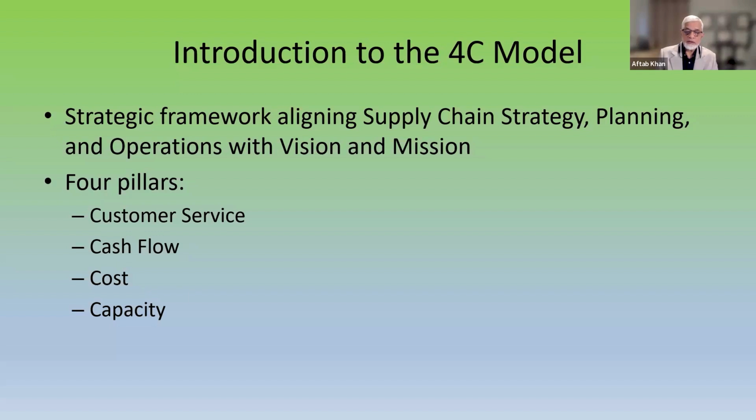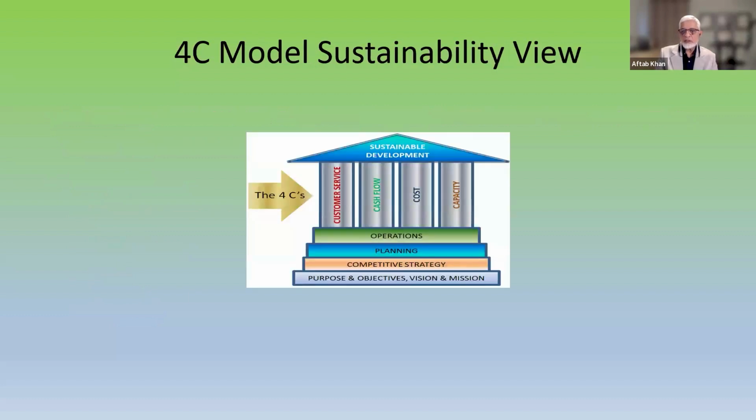Capacity and capability are two different things. How you can maneuver through different constraints. And the capacity goes back to customer service. So they go in a circle, but the priority order is customer service, cash flow, cost, and capacity. So this is the model.